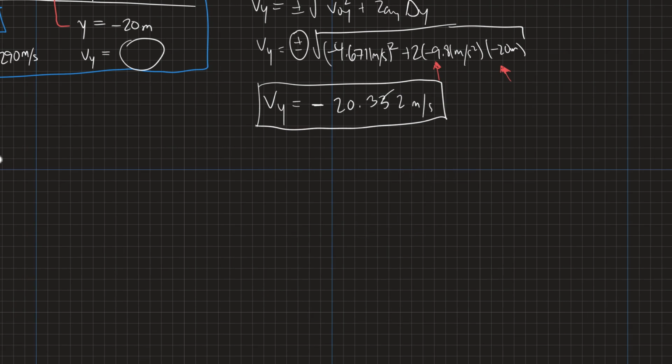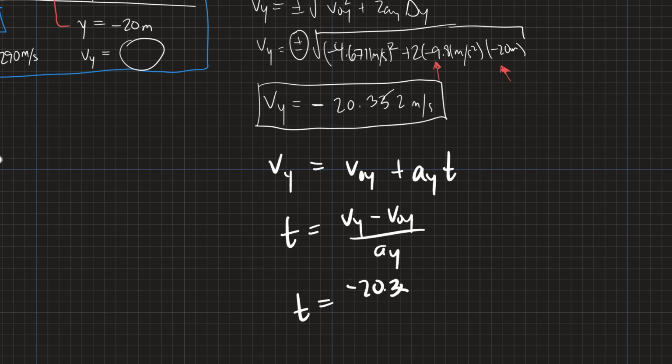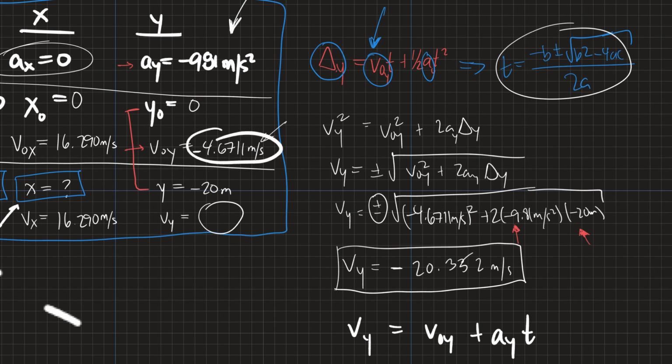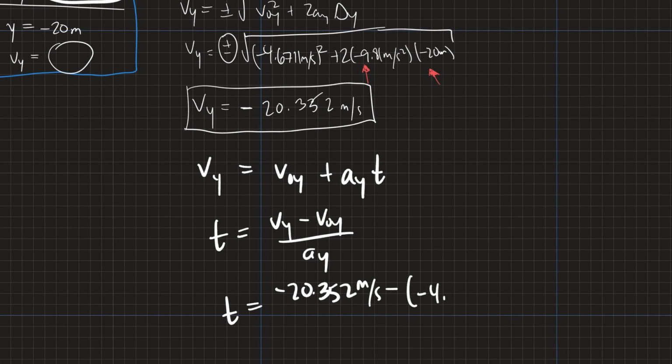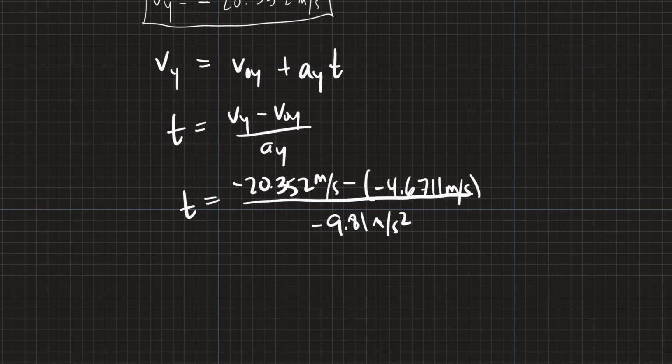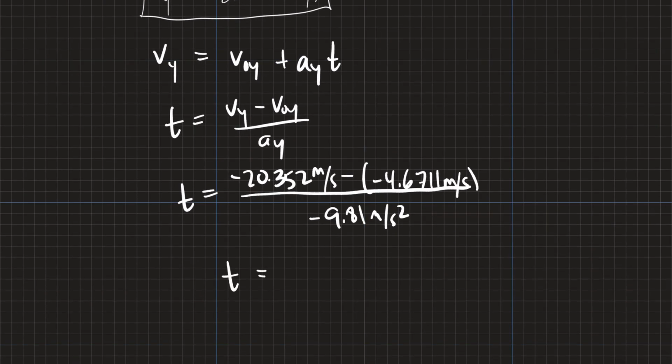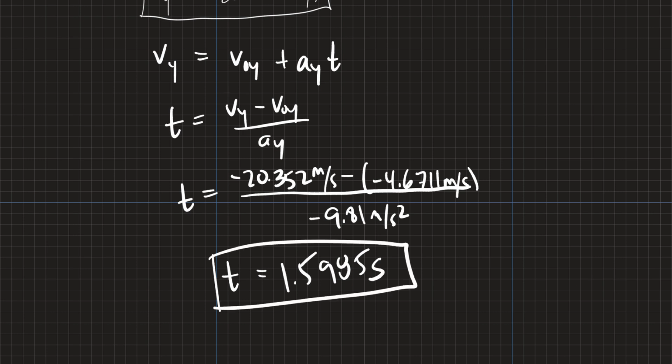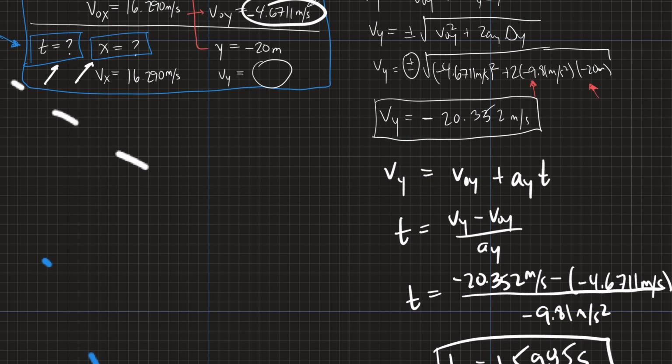So t equals Vy, which is negative 20.352 meters per second, minus V naught in the y, which is this number right here, negative 4.6711 meters per second. Again, just be very careful of those negative signs. And ay is negative 9.81 meters per second squared. So t equals 1.5985 seconds. Again, intermediate steps, so I'm not worried about sig figs. I'm just going to keep too many. So we got our time. Oh, I guess it's not an intermediate step, right? That is one of the answers that we wanted.